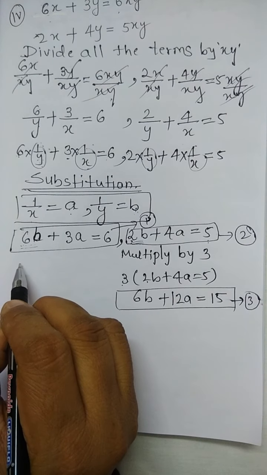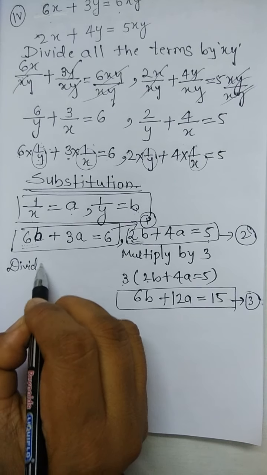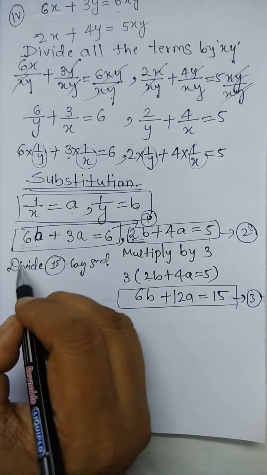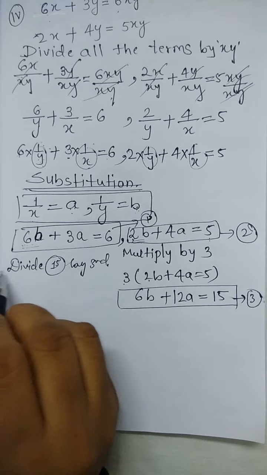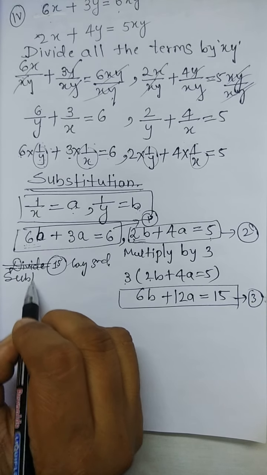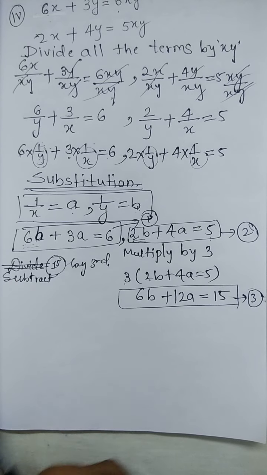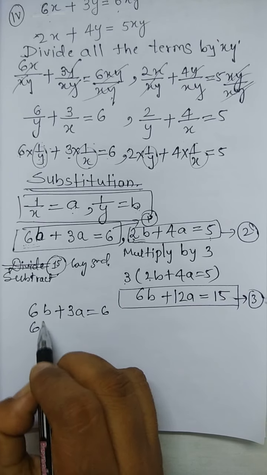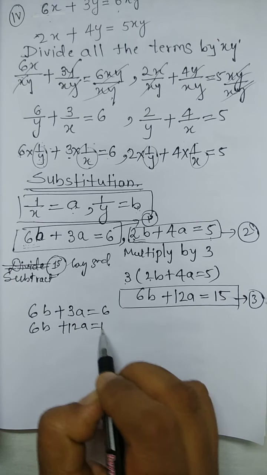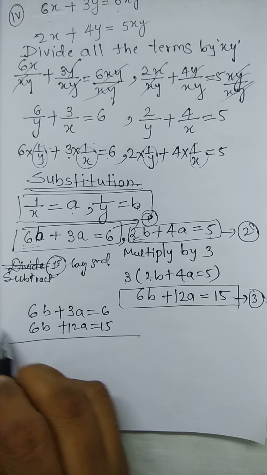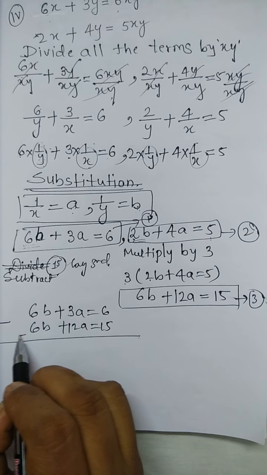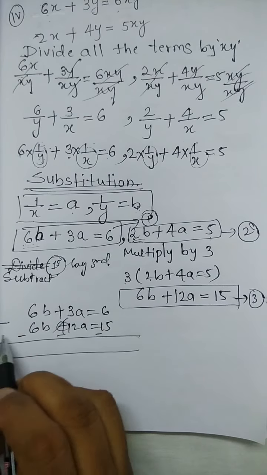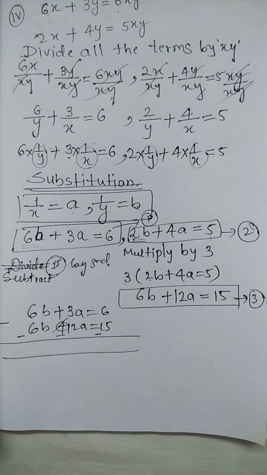Now subtract first by third. Sorry, subtract. By mistake I have written divide. Subtract. So 6b plus 3a equal to 6, 6b plus 12a equals to 15. Right? Here subtraction, then sign changing. For subtraction, we have to change the sign. Remember, when you subtract, you should change the sign of the second polynomial.